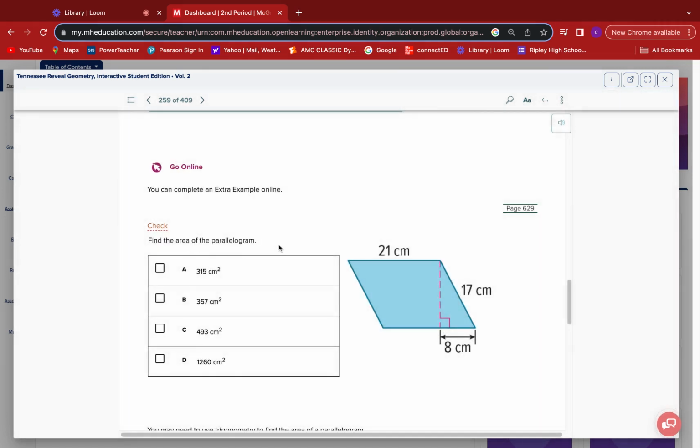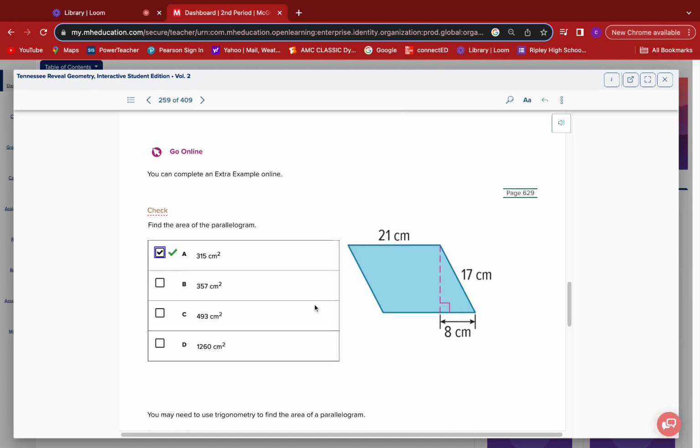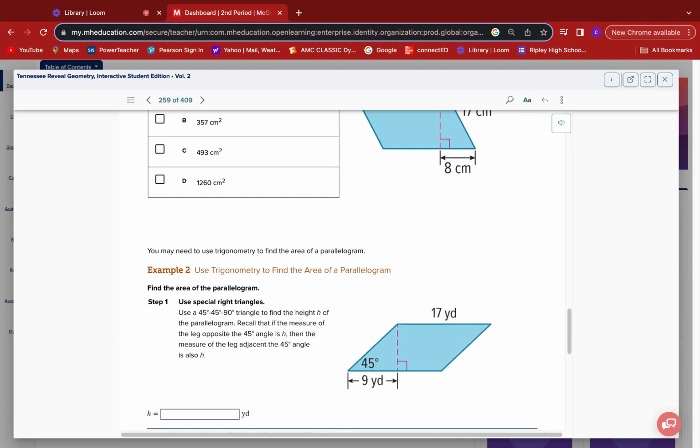All right, so we are looking for the area of the parallelogram, and the area of the parallelogram is base times height. We're going to multiply 21, which is your base, times your height, 15, and you should be looking at 315 square centimeters on your calculator. Looks like the answer is A. All right, let's move on.